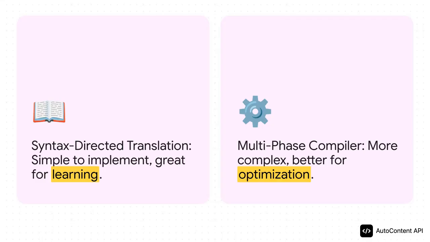So let's break that down. Crenshaw's way is simple, it's fast, and it's amazing for learning. But modern, high-performance compilers use a multi-phase approach. They first build out a whole model of your code, something called an abstract syntax tree, or AST. This lets them analyze the entire program before they generate any code, which is way, way better for optimization.